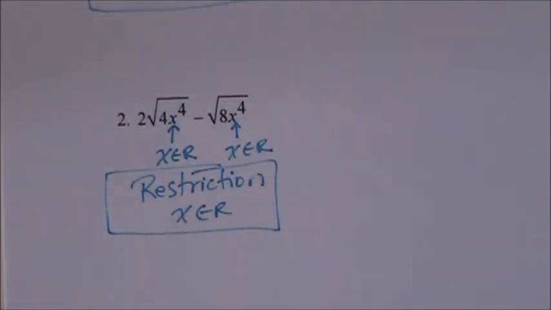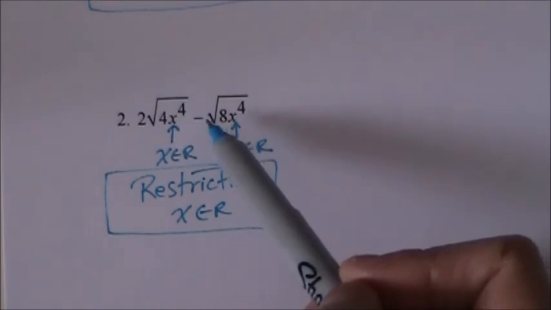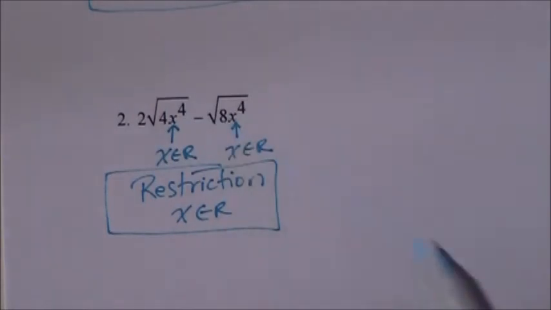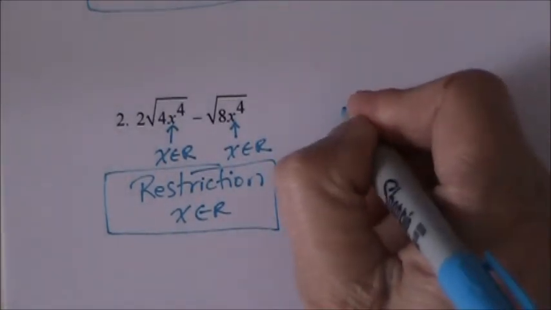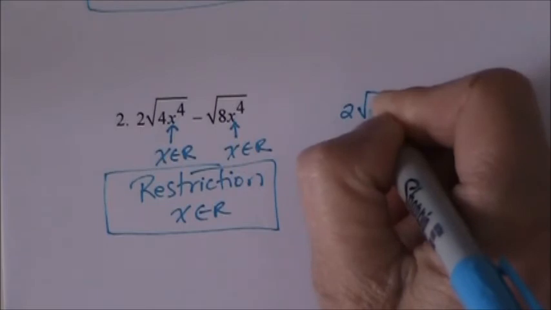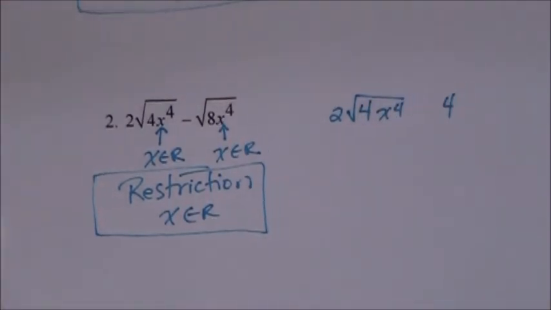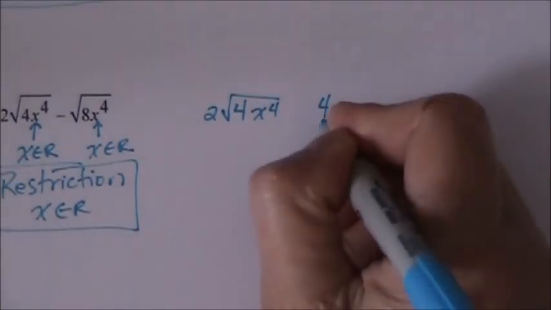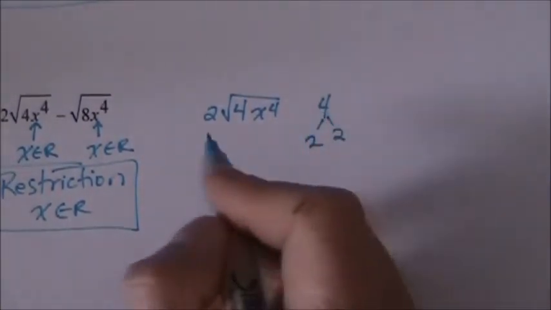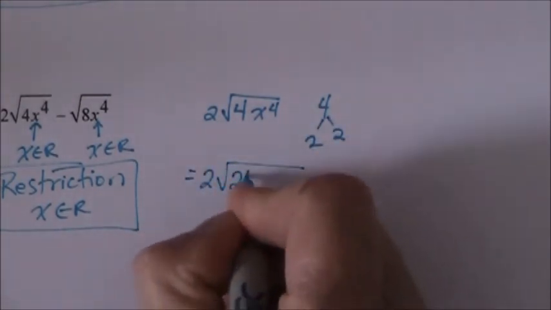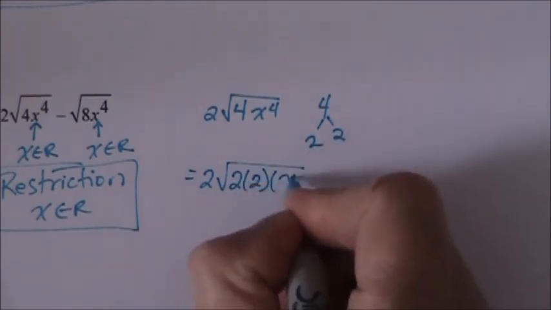Now looking at our values, 4 and 8 are not the same. So although the x's are the same, the coefficients are not. As a result, currently they're not like terms. We're going to need to simplify and see if we get like terms. So if we look at the 2 square root of 4x to the 4th, 4 is 2 times 2. So this would be the same as 2 on the outside, 2 2's on the inside, followed by 4 x's.